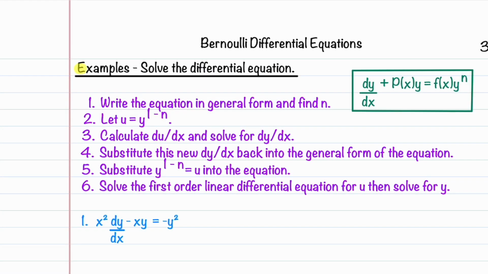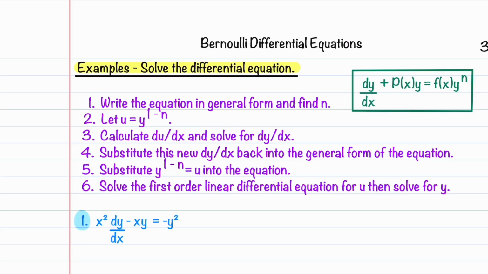We're going to look at some examples where we are going to solve a Bernoulli differential equation. On the left, I've written down steps that we can follow, and on the right in green, I've written down the general form of a Bernoulli equation. Let's look at our first example.